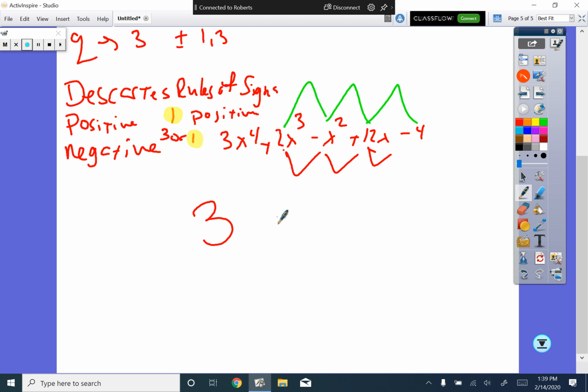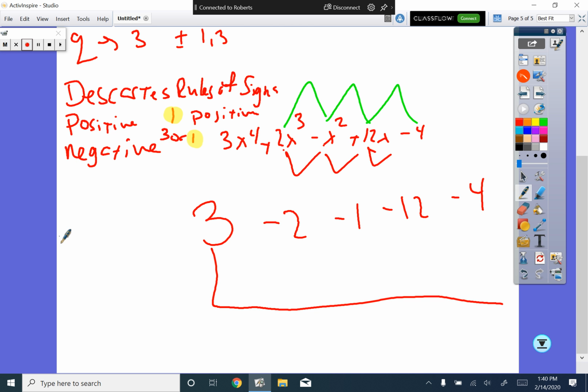Yep. 3, -2, -1, -12, -4. That was my beginning equation. Am I correct with that? Since I don't see it up on my screen. Okay. If we add them all together, does that help? It could help us. So that means that if we plugged in a 1, what would I have? 1 comma -16.